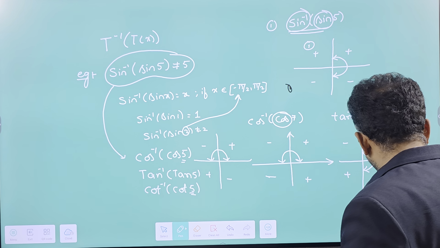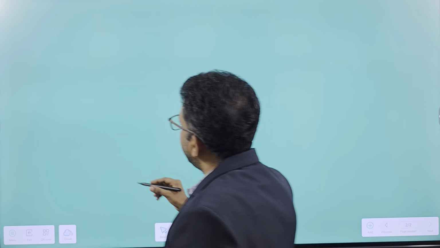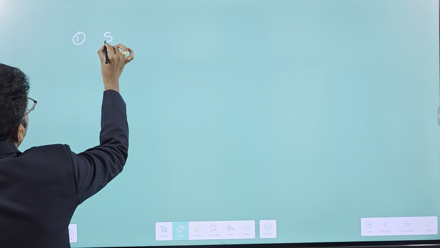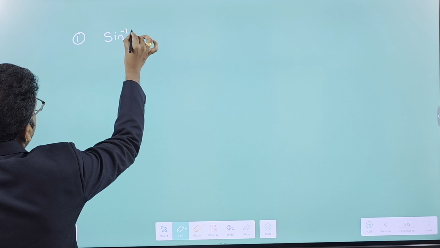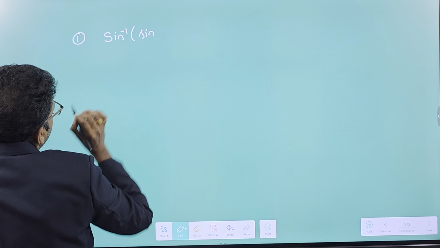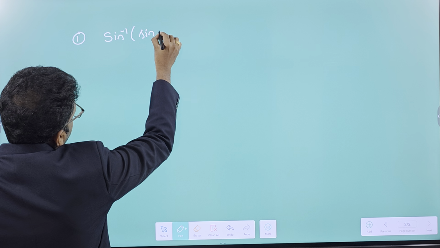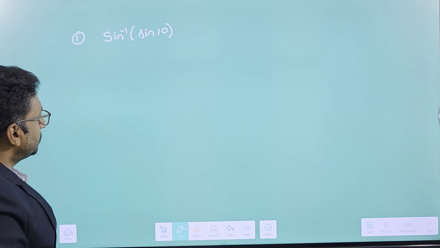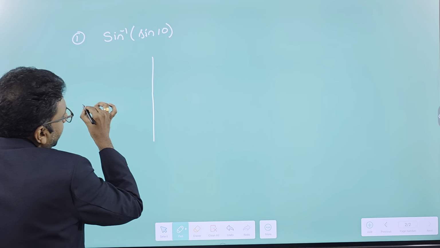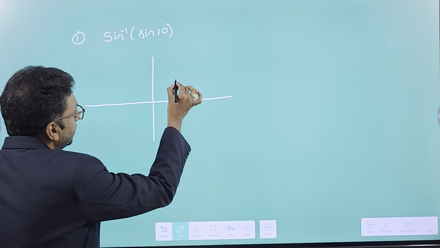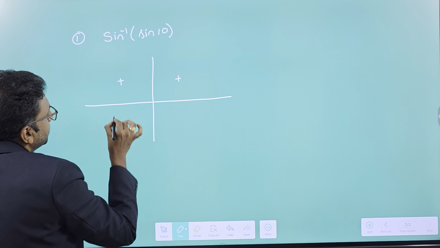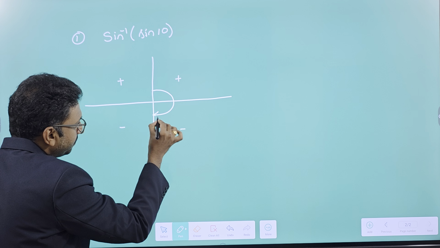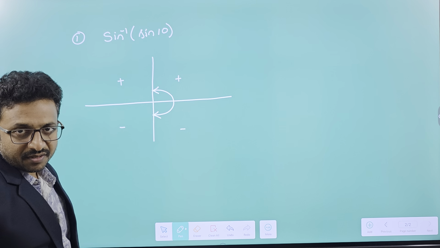So let us go to the next page. So let us do some sample questions. First, let me calculate the value of sine inverse of sine 10. So first what I do is I'll draw the quadrant diagram for sine inverse of sine. So plus, plus, minus, minus, and identify the range of sine inverse.